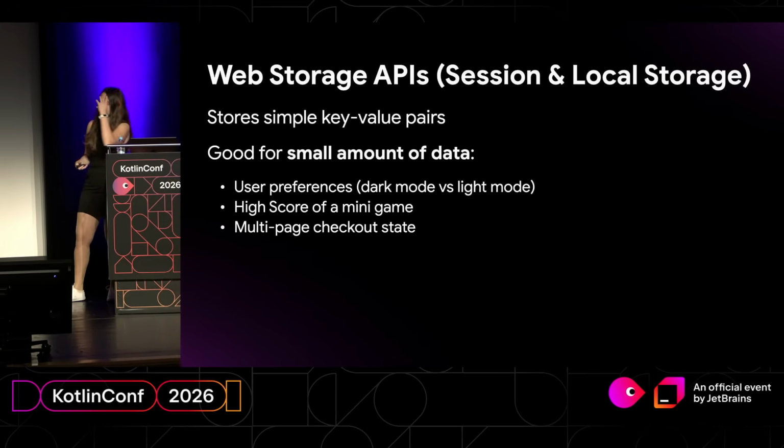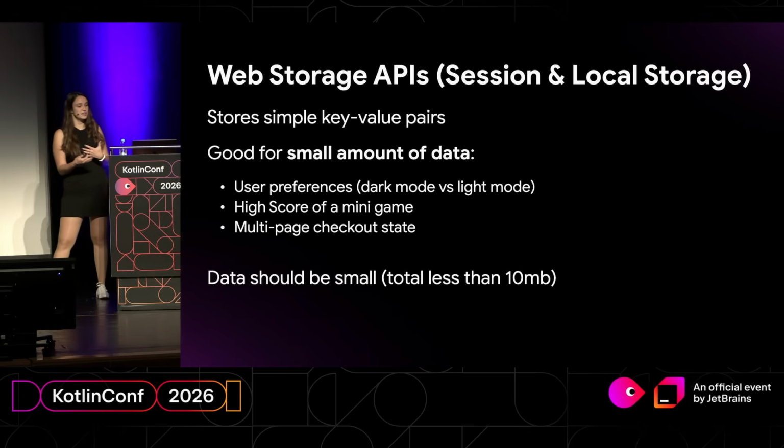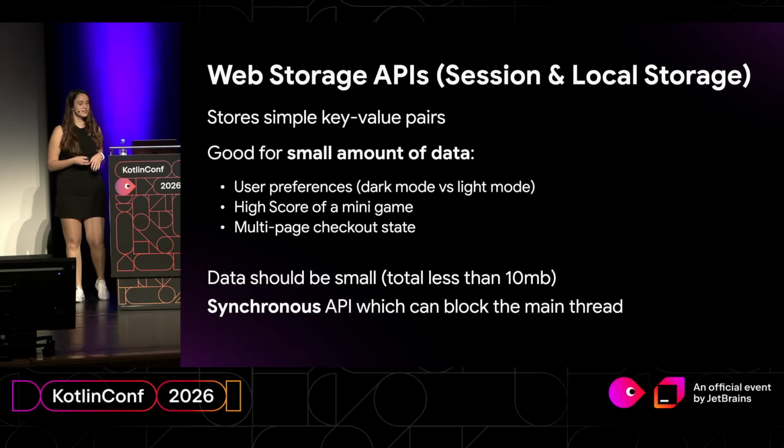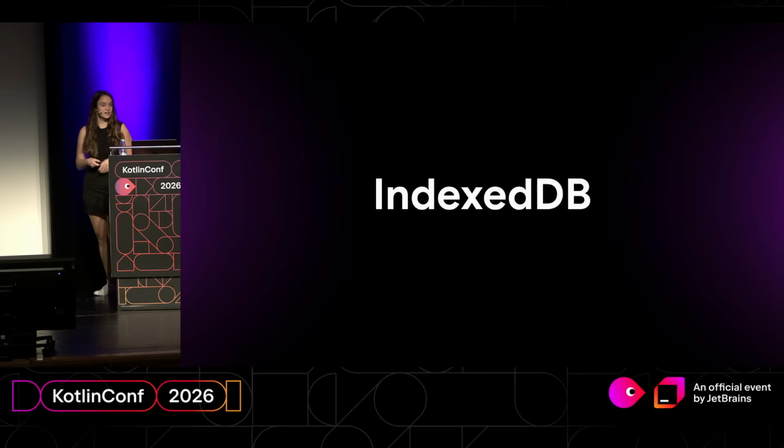The size of the data, as I mentioned earlier, needs to be small. The reason for this is that these two are synchronous APIs, which means that they can block the main thread and cause your app UI to literally freeze. So next up, we'll have IndexedDB, and Danny will talk about that.